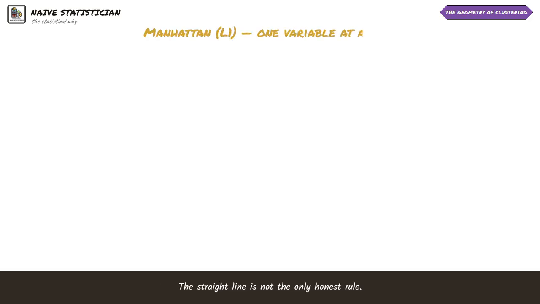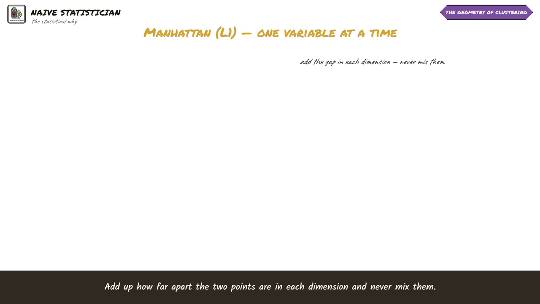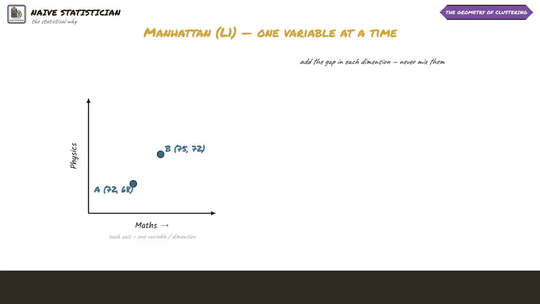The straight line is not the only honest ruler. Sometimes it makes more sense to go one variable at a time. Add up how far apart the 2 points are in each dimension and never mix them. That is Manhattan distance. Instead of squaring the gaps, we add their absolute sizes.